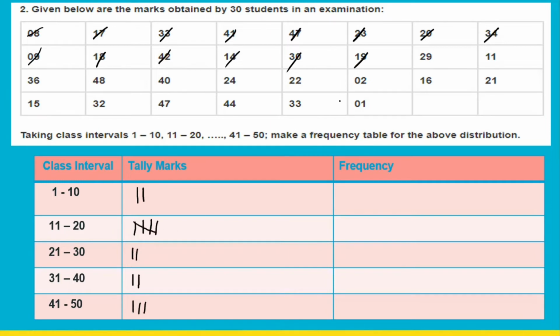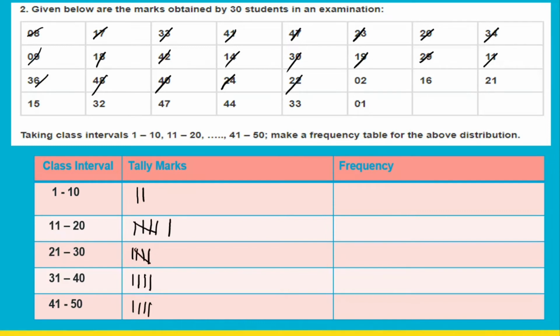The fifth one we do like that. Then 29 will go in 21 to 30. 11 goes in 11 to 20. 36 will go in 31 to 40. 48 goes in the last group. 40 goes in this 31 to 40. 24 will go over here. 22 goes in 21 to 30. The fifth one goes like that.